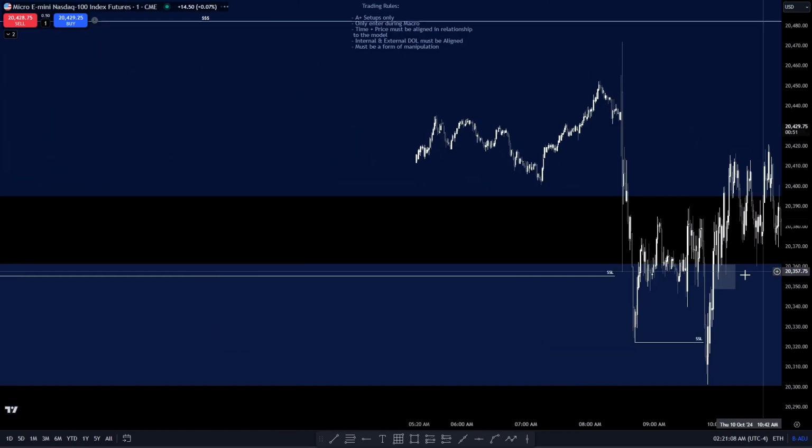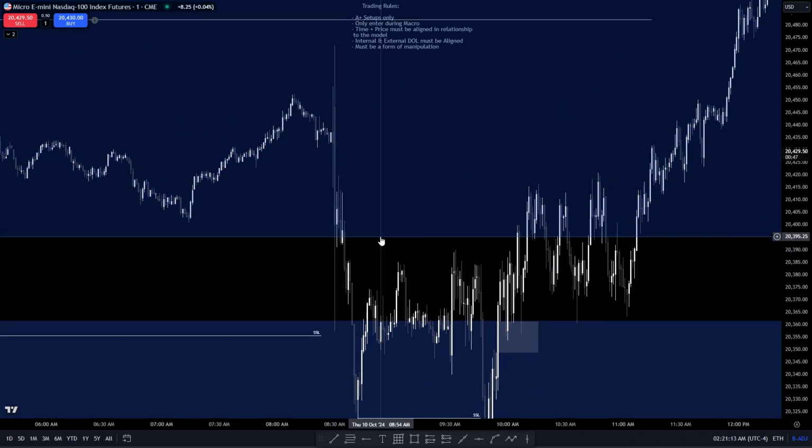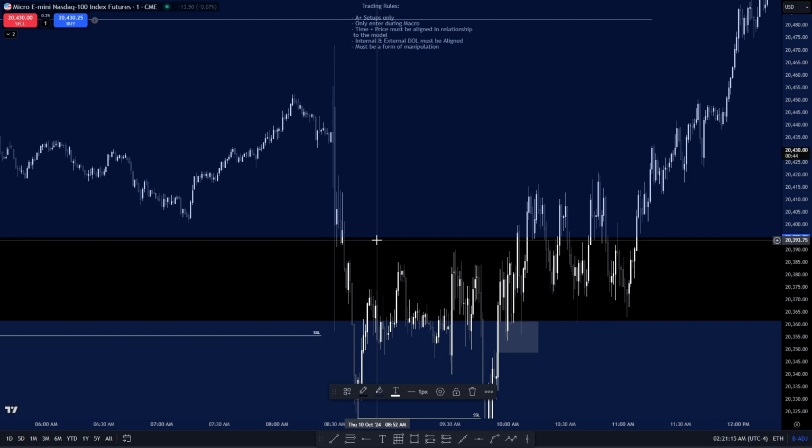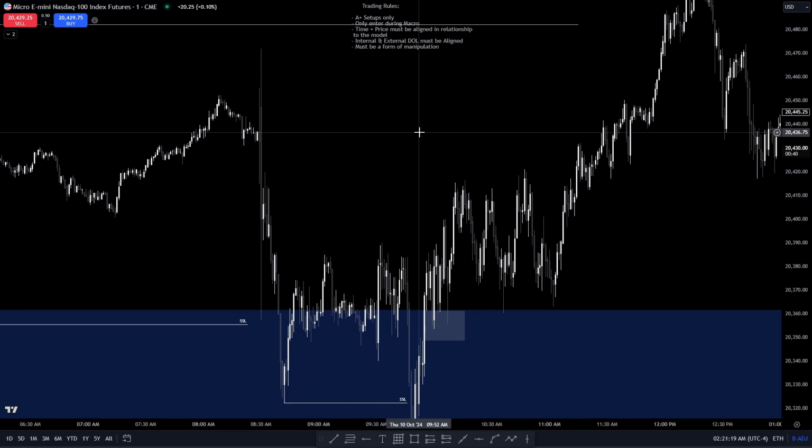So let me go back. Let me get rid of this. Just remember the daily fair value gap is there. I'm just going to get rid of it because it just looks so much cleaner.